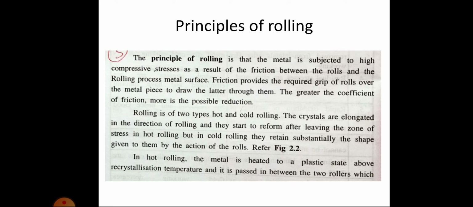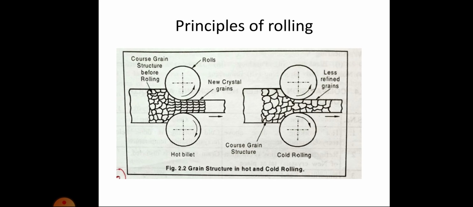The next topic is principles of rolling. The principle of rolling is that the metal is subjected to high compressive stress as a result of the friction between the rolls and the metal surface. Friction provides the required grip of rolls over the metal piece to draw the latter through them. The greater the coefficient of friction, the more the possible reduction.